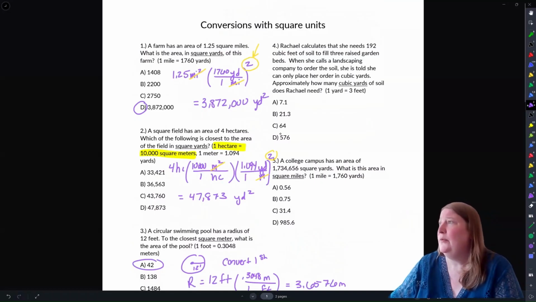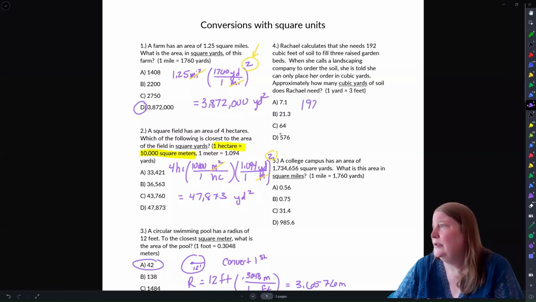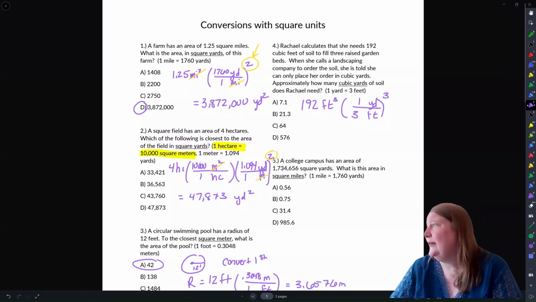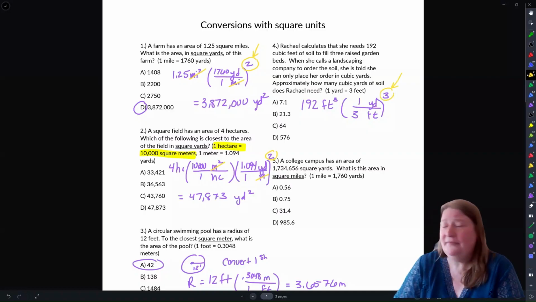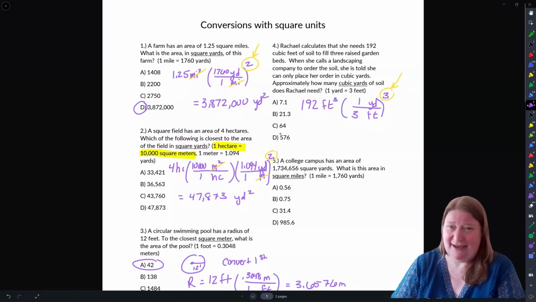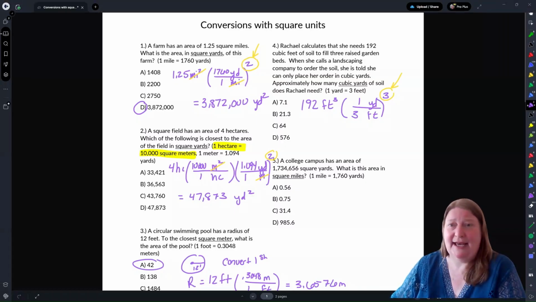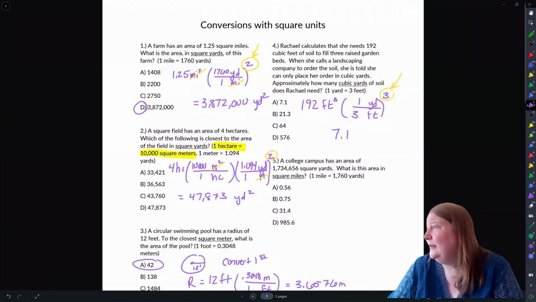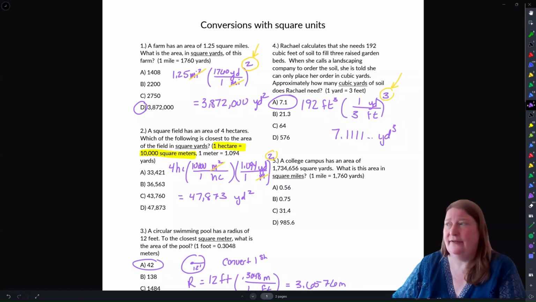All right, two more to go. We have Rachel has 192 cubic feet. So this is different because it's not squared anymore, it's cubed. And she needs to change that to cubic yards. So we're getting rid of the feet. We're bringing in the yards. We have 1 yard to 3 feet. And what's important here is we are not squaring anymore. Now we are cubing because we're working with volume, with cubic units. Other than that, it's still the same thing. It's 192 divided by 27, and that ends up being 7.1 repeating, and that's in cubic yards. So answer A for number 4.